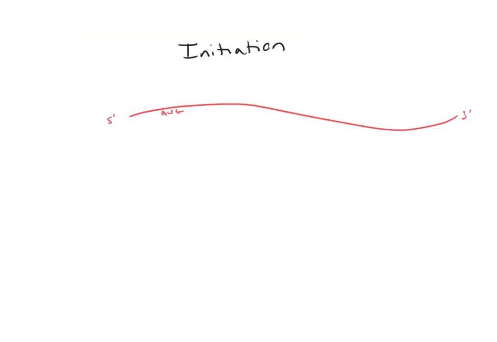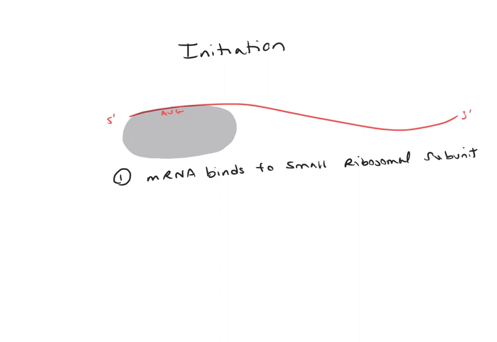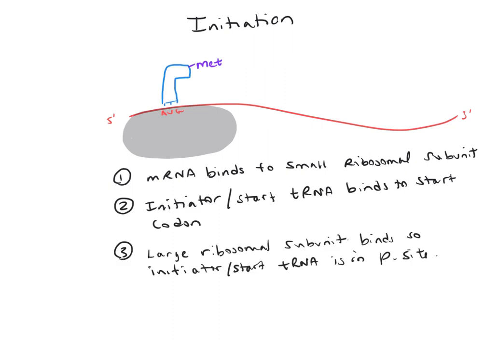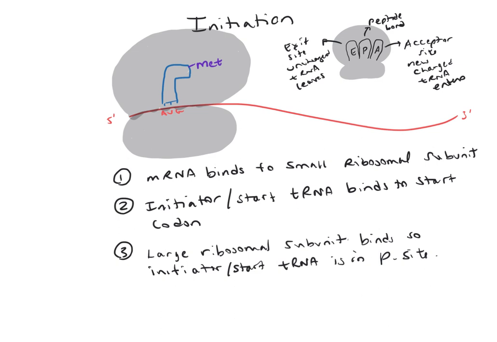Okay, so the first step that occurs in translation initiation is that the mRNA binds to the small ribosomal subunit. Okay, then the second step is that the initiator or start tRNA has to bind to the start codon, which is AUG, and it's going to be in a specific place to indicate where the protein should actually start. Okay, so now the third step is that the large ribosomal subunit has to bind so that the start or initiator tRNA is positioned in what's called the P site.